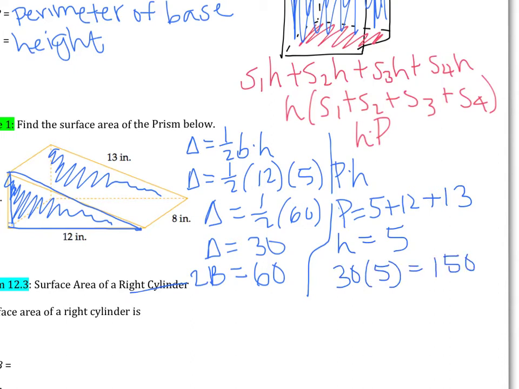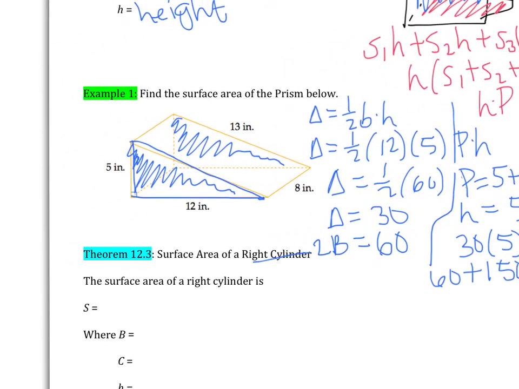So my answer is going to be 60 plus 150, which is going to give me 210, and our units are inches, but it's area, so it's squared. Our surface area is 210 inches squared for that example number 1. Sorry that took up so much space.